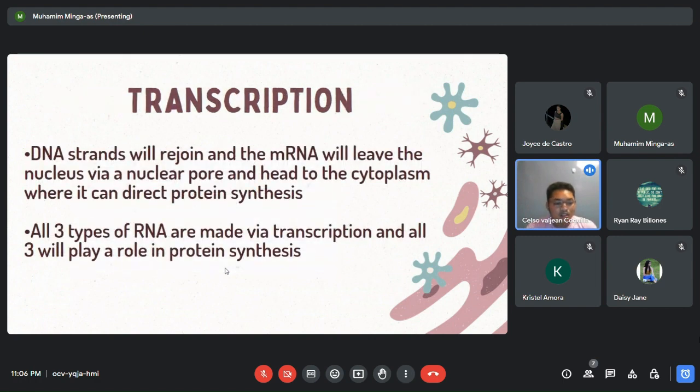So moving on, the DNA strands will rejoin and the mRNA will leave the nucleus via a nuclear pore and head to the cytoplasm where it can direct protein synthesis. All three types of RNA, which are mRNA, tRNA, and ribosomal RNA, are made via transcription and all three will play a role in protein synthesis. Okay, next slide.